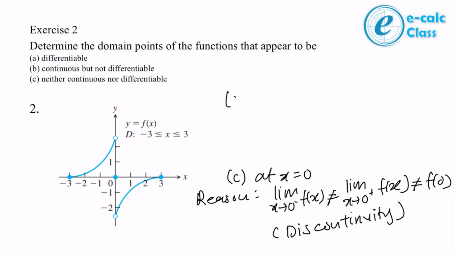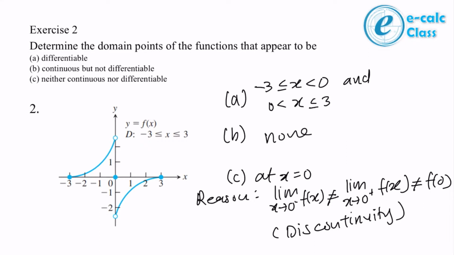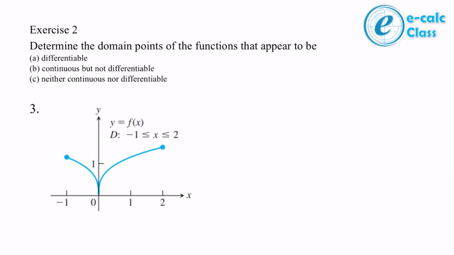Then for part A, for part B, is there any curves, any vertical tangent line, any oscillation? No, right? So it is differentiable from -3 to 0, not including 0, and from 0 to +3, not including 0. There is none, and there are no points that are continuous but not differentiable. Alright? Then move on to the third one.